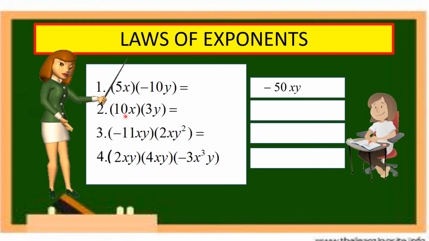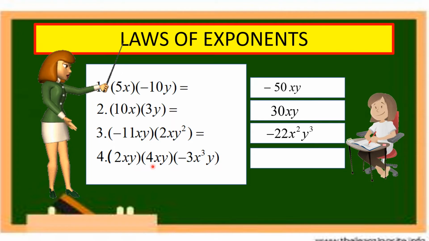Number 2, 10x times 3y. 10 times 3 is 30. X times y is xy. We have 30xy. Negative 11 times 2 is negative 22. X times x is x squared. Y times y squared is y cubed. Negative 22x squared y cubed.